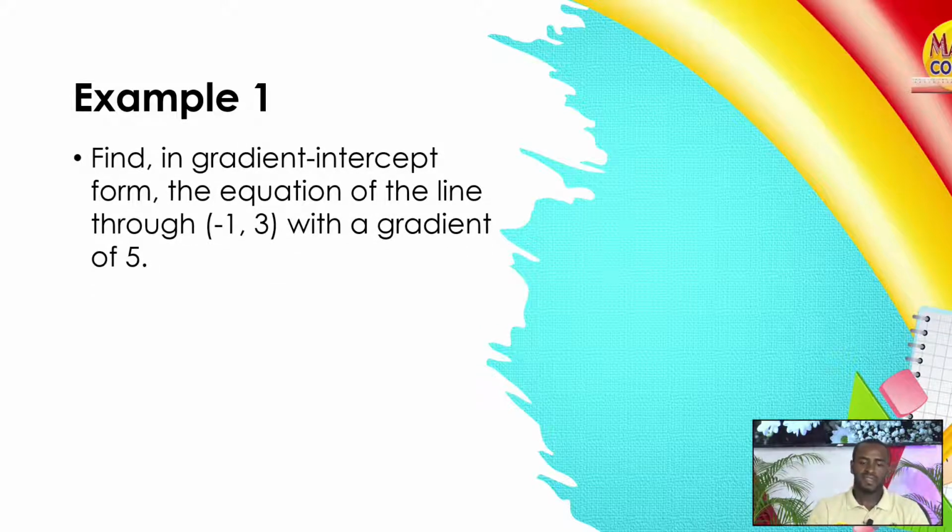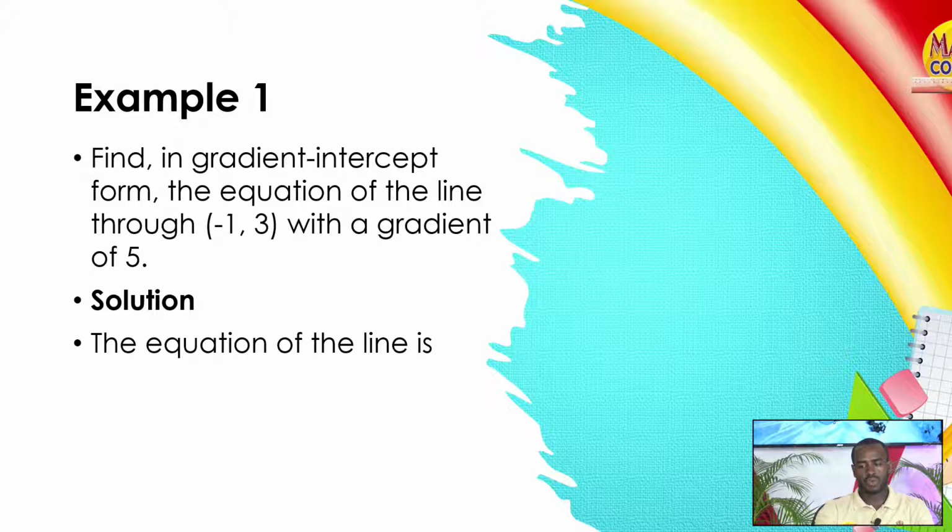Find the equation of the line through (-1, 3) with a gradient of 5. Now keep in mind that your answer must be in the gradient intercept form. And right here we see that we were given a point along with the gradient of 5. So let us now look at the solution for this question.